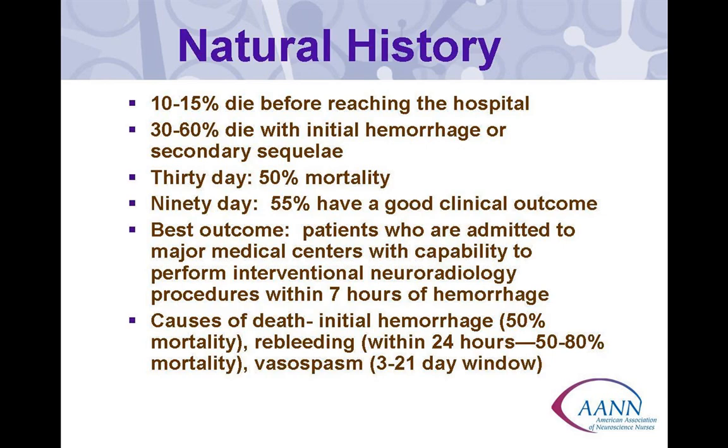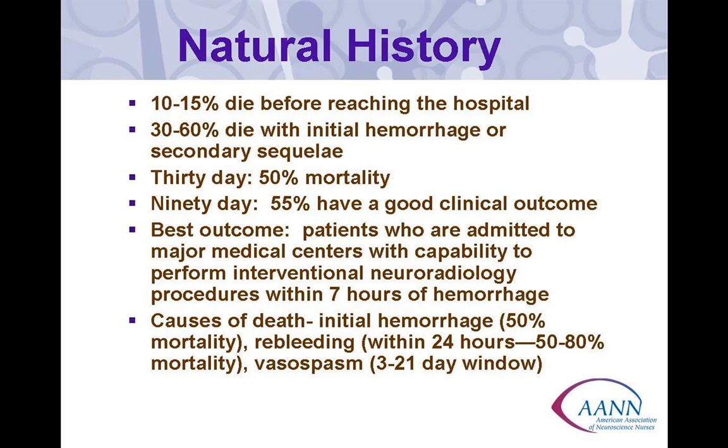The causes of death are the initial hemorrhage. There's a 50% mortality. The rebleeding is within 24 hours for aneurysms that are not secured. And then the mortality jumps from 50 to 80%. And then the vasospasm window is 3 to 21 days. Next slide.